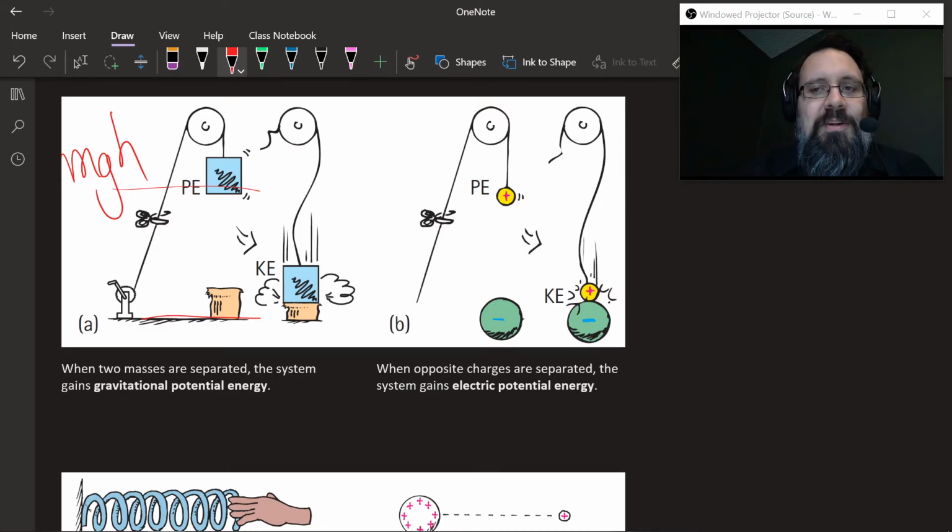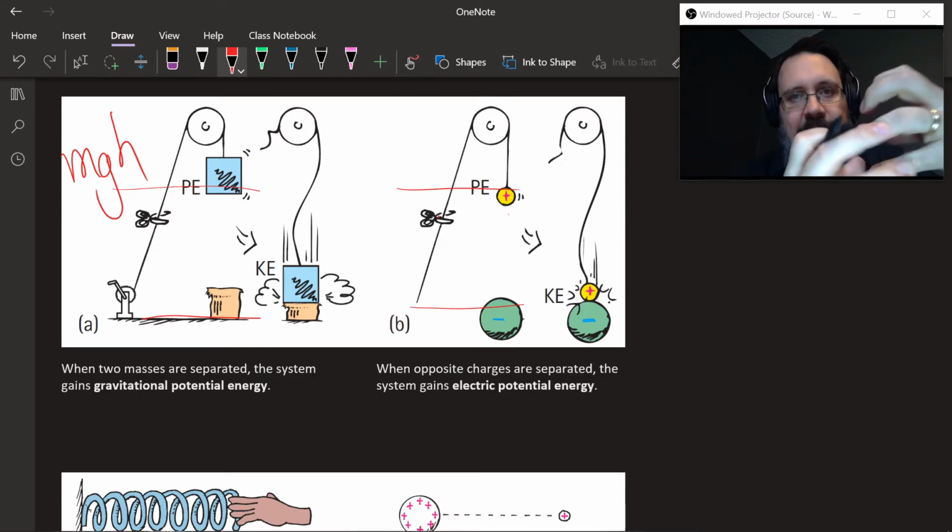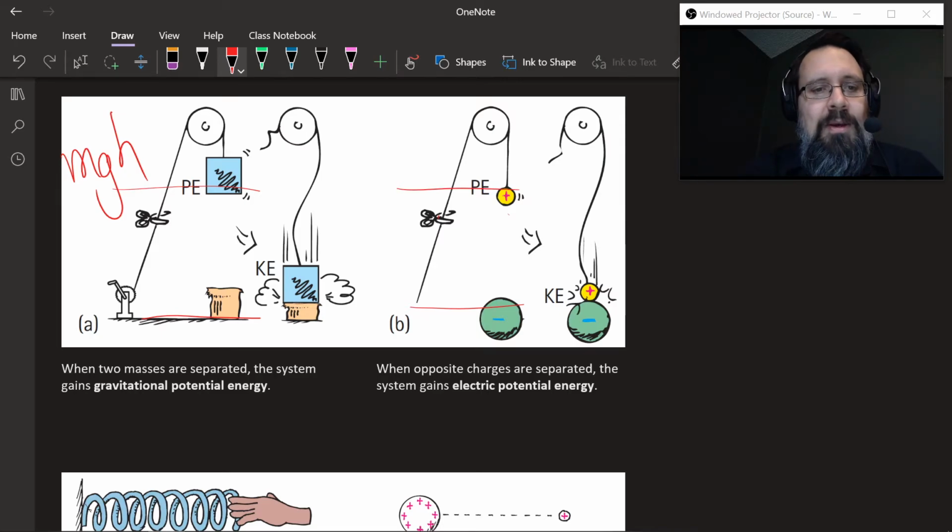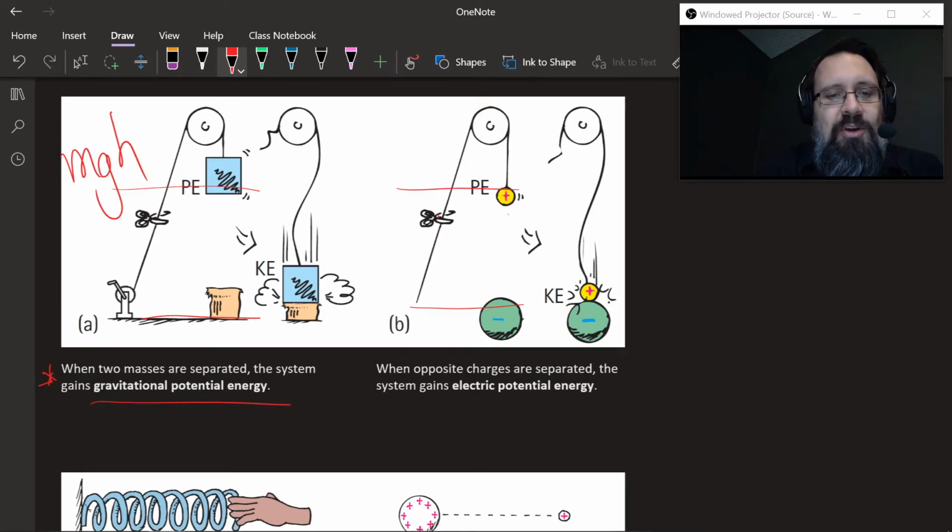You can create a very similar situation with electricity, with charge. Instead of having a mass, I have a charge. And instead of having a planet, I have another charge. As we lift this positive charge up from the planet, you end up getting potential energy stored in this system. So when I cut the rope, the positive charge will fall down just like the negative charge, and when it falls, it's gaining energy. So when two masses are separated, the system gains gravitational potential energy. Likewise, when opposite charges are separated, you gain electric potential energy.